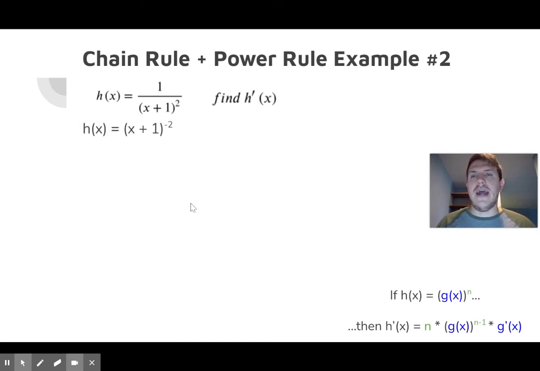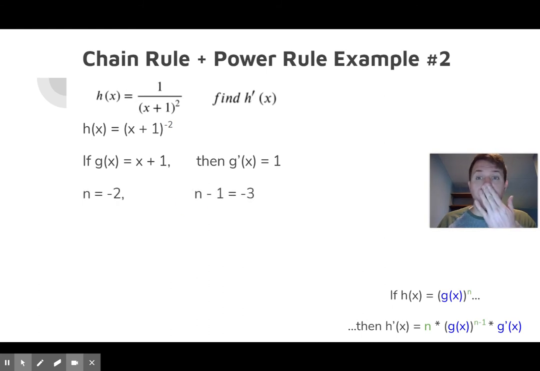In this case, we can write it as h of x is equal to (x plus 1) to the negative second power. Okay, so take that negative power, that's what that means, and we rewrite it so that way we have our interior function and the derivative. So the interior function is just x plus 1. The derivative of that is just 1, and we take a look at our exponents. So now our exponent for the original function is negative 2. We take 1 away from that, we get negative 3.